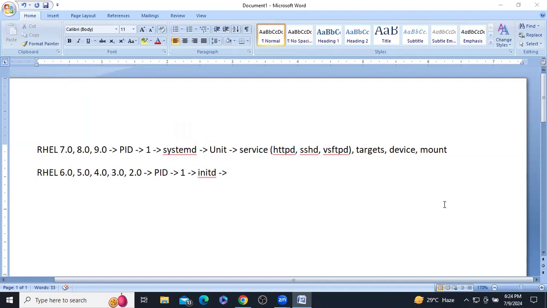Devices, all of that stuff, it is going to activate and manage. Systemd is going to manage those. So all of those come under units, or you can say objects. Both are the same. If you want, you can say units; if you want, you can say objects.